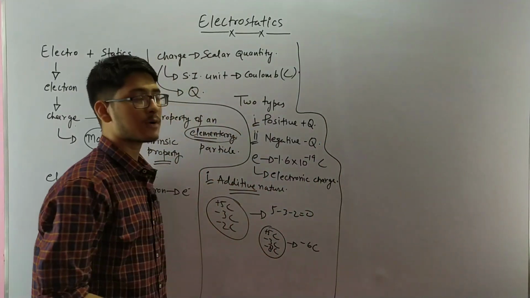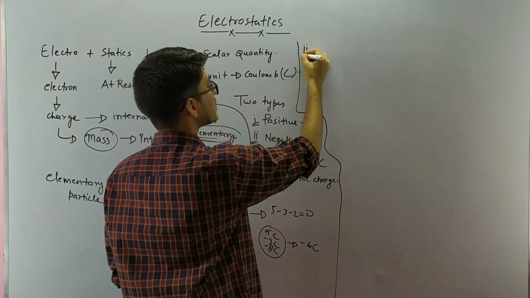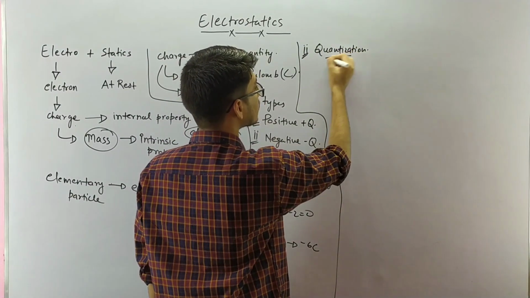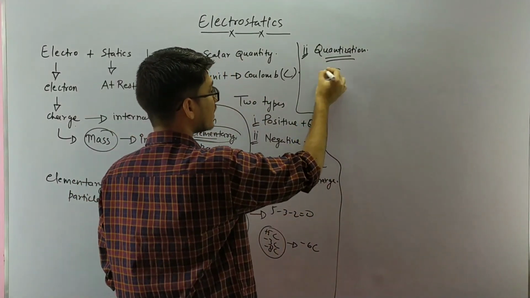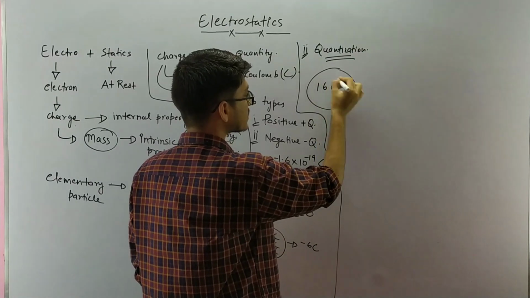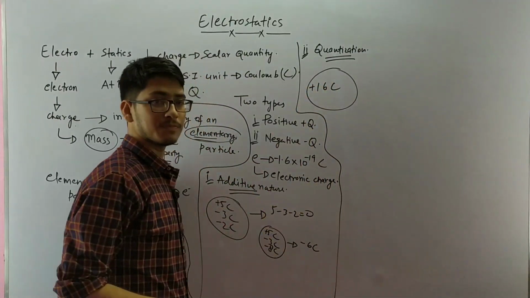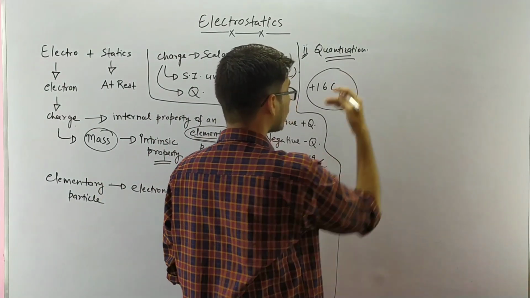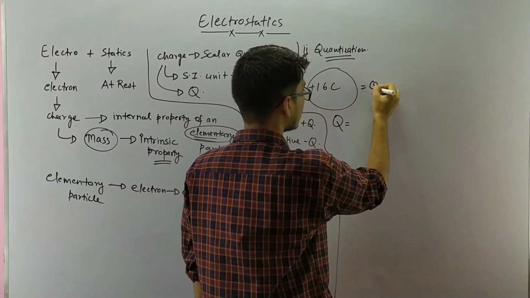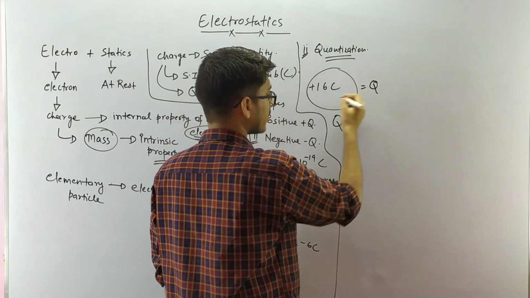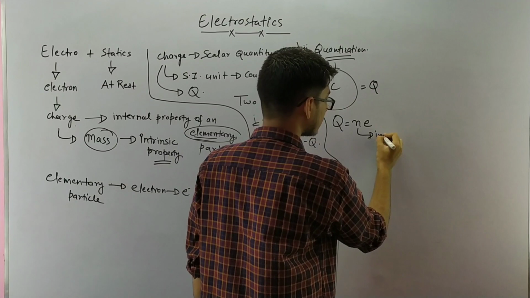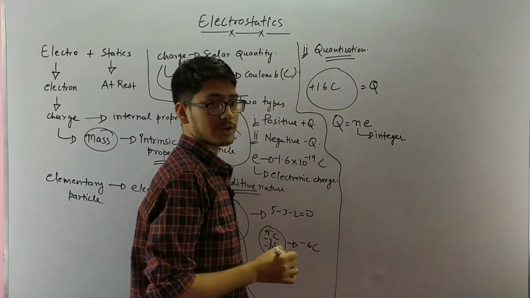Now we will understand another property of charge, that is the quantization nature. To understand the quantization property of charge, we will see an example. Let us consider a body which has a charge of +16 coulomb. Now we have to define quantization. Let us consider that Q is the charge content of this body. Quantization is defined as Q is equal to N times e, where N is an integer and e is the electronic charge.